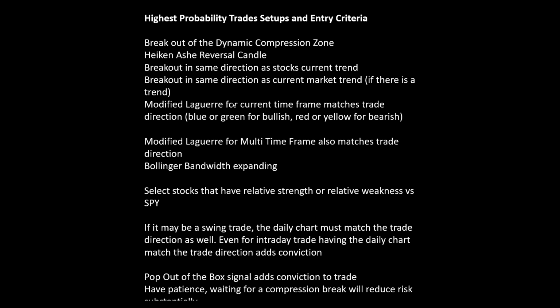We look for the modified Laguerre, a momentum indicator the Compass system puts out, to match the trade. I'll show you the Laguerre in a minute. We also look for a modified Laguerre for multi-time frame. The Compass system is finding institutional trading by looking at momentum, trend, and what's called quant on a triple screen, which means we're looking at 3 different time frames at the same time. They all have to align to determine if the institutions are in the trade.